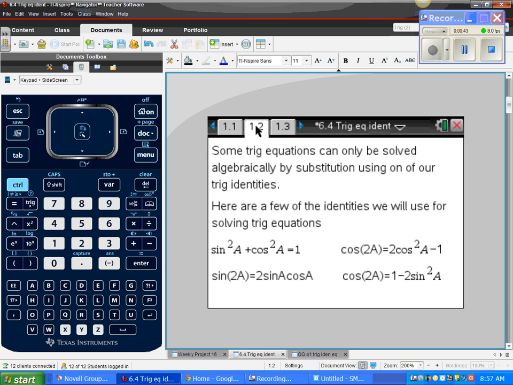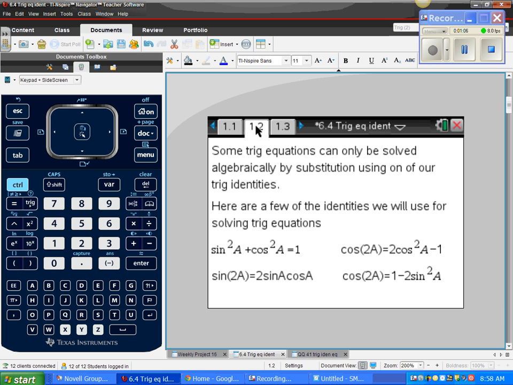Okay, so some trig equations can only be solved algebraically using substitution of the trig identity. These are just a few of the ones that we've looked at. That first one, cosine squared theta plus sine squared theta equals 1. What is that called? You're supposed to memorize it. It's not on your reference sheet. Good, your Pythagorean identity, right? That one has to be memorized.